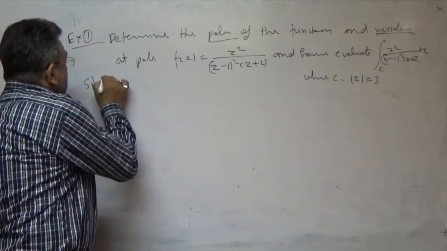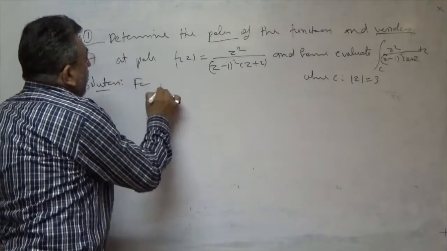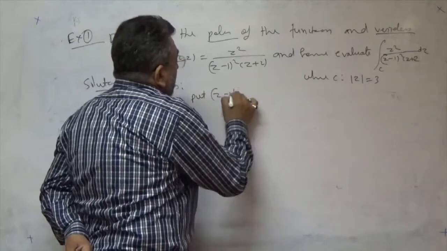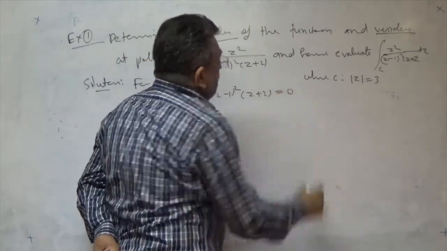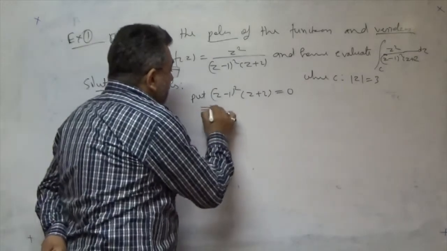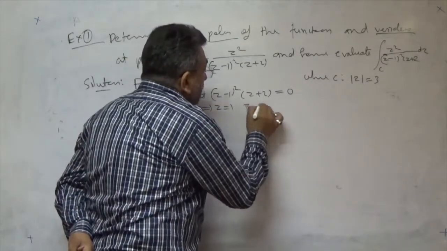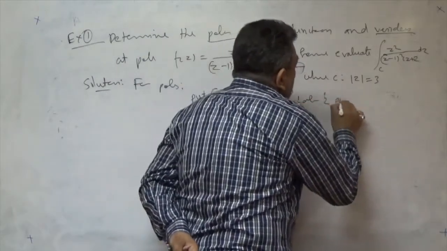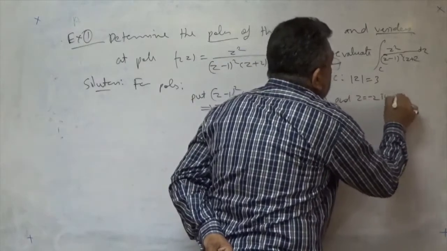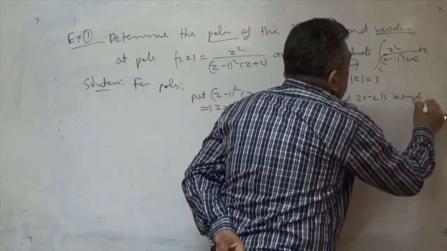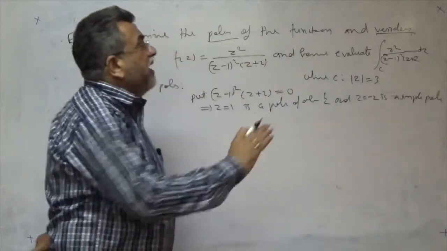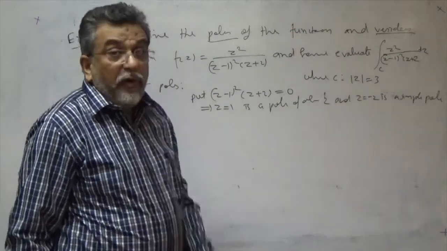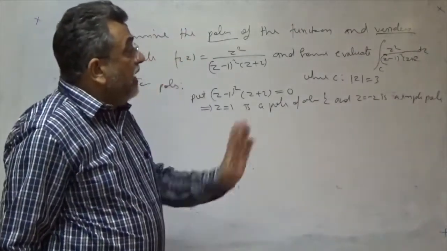First, the solution for poles: put (z minus 1) whole square (z plus 2) equal to 0. Then we get z equal to 1 is a pole of order 2 and z equal to minus 2 is a simple pole. This is the answer to the first part of the question. There are two poles: z equal to 1 is a pole of order 2 and z equal to minus 2 is a simple pole.